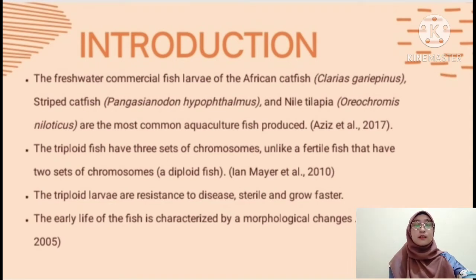For the introduction, the freshwater commercial fish larvae of the African catfish, Clarias gariepinus, striped catfish, Pangasianodon hypophthalmus, and Tilapia Oreochromis niloticus are the most common aquaculture fish produced. The triploid fish have 3 sets of chromosomes, unlike fertile fish that have 2 sets of chromosomes, which is a diploid fish. The triploid larvae are resistant to disease, sterile, and grow faster. The early life of the fish is characterized by morphological changes.